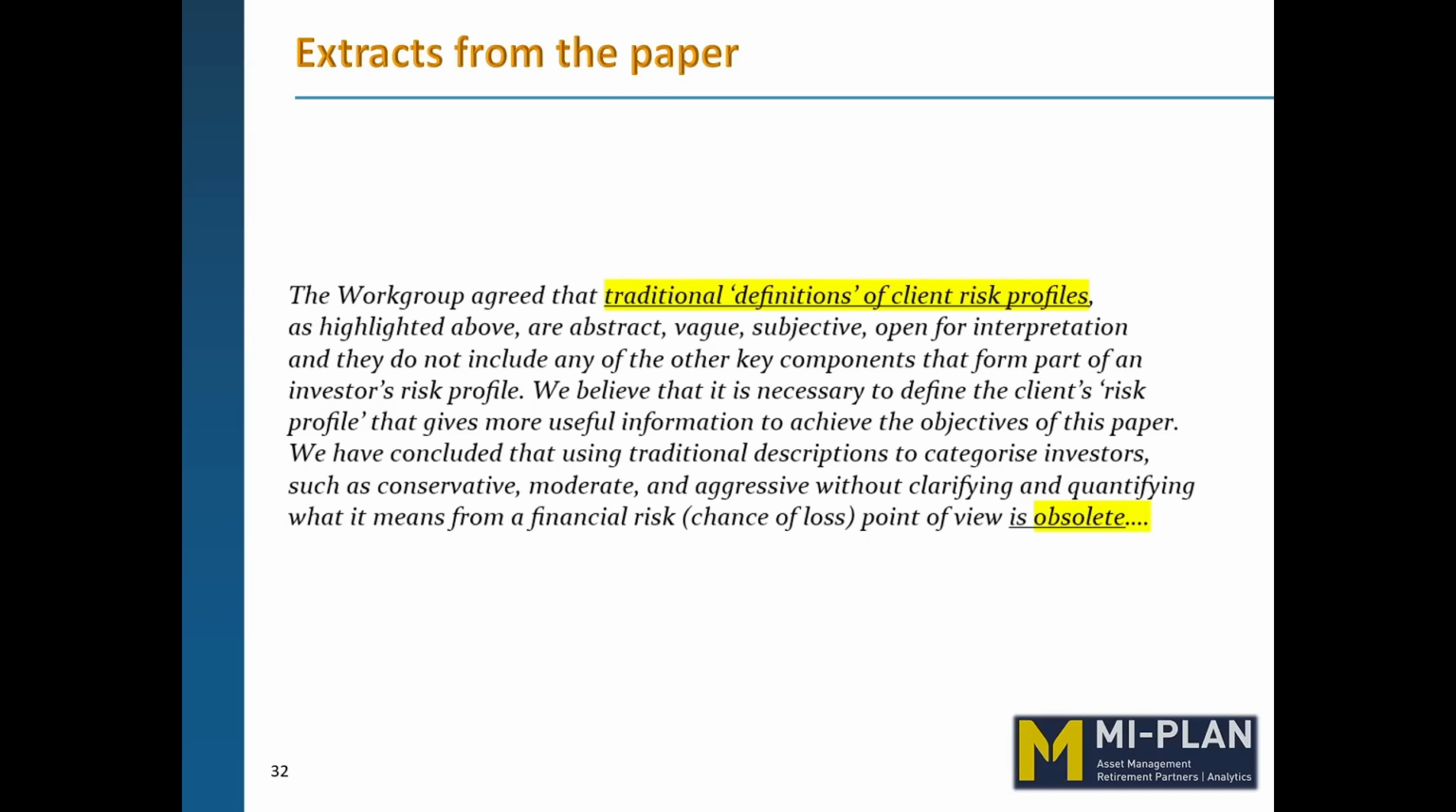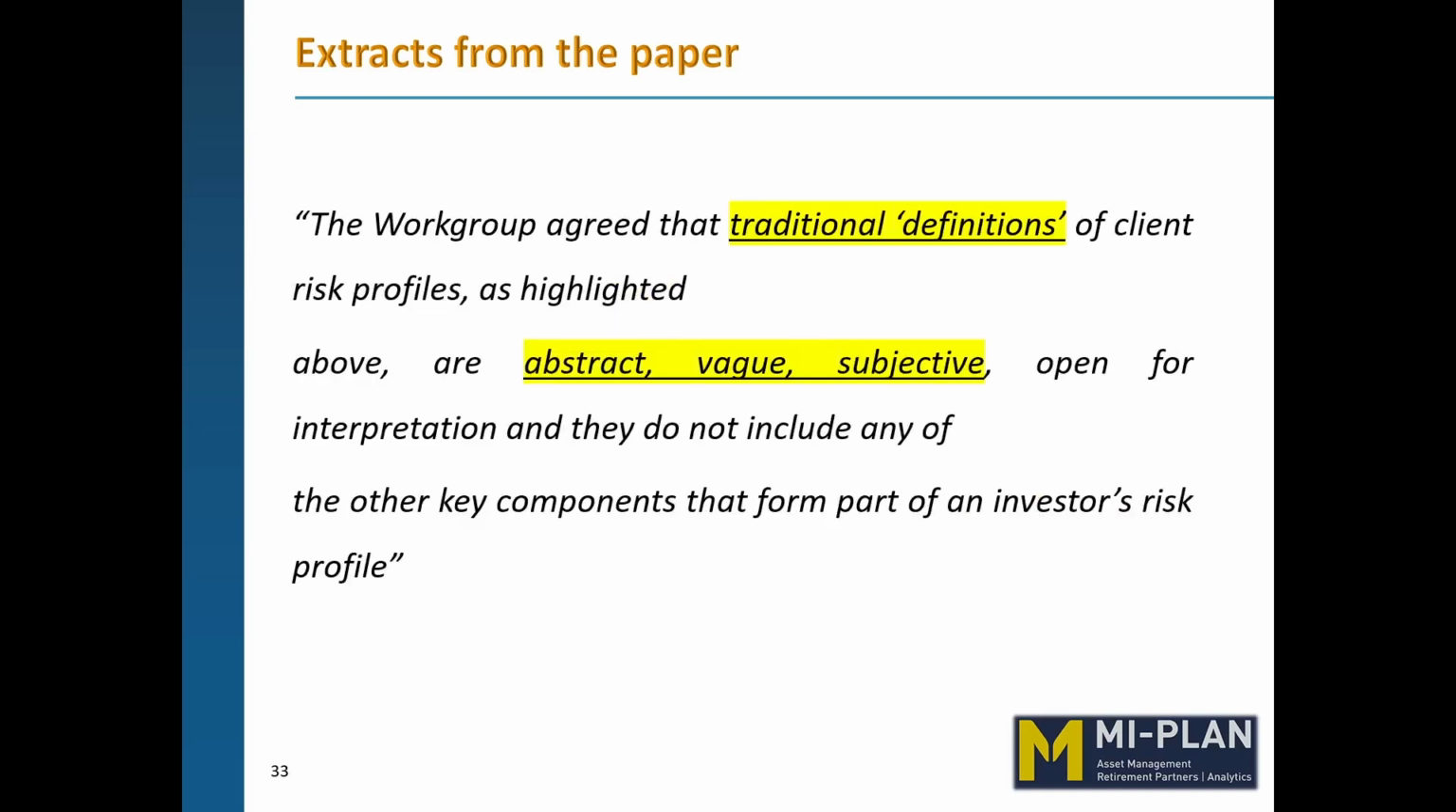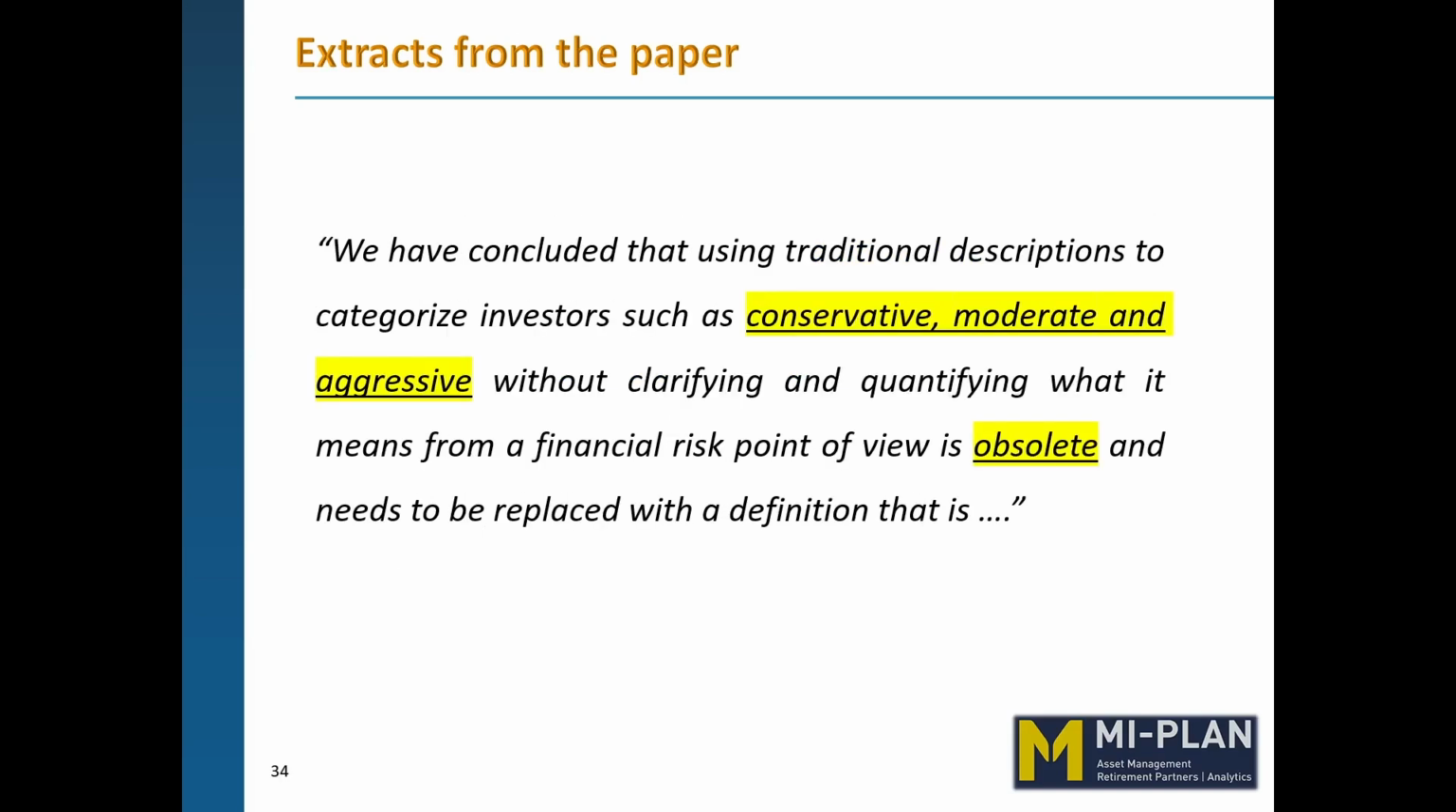The paper goes into a lot of detail, but the overall theme is that the traditional definitions of client risk profiles are obsolete. The work group agreed that the traditional definitions of a client's risk profile are abstract, vague, and subjective. They simply mean different things to different people. So classifying an investor as conservative, moderate, or aggressive is obsolete.